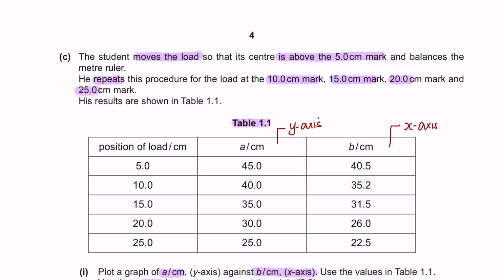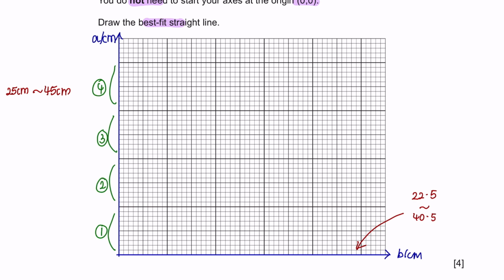On the y-axis, we are going to plot A. The minimum value starts at 25 centimeters up to 45 centimeters. And for the x-axis, the minimum is 22.5 up to 40.5. We've got 4 boxes on the y-axis, and the difference between the minimum and maximum value is 20 centimeters. So if I divide it equally into 4 boxes, I will get 5 centimeters for each box.